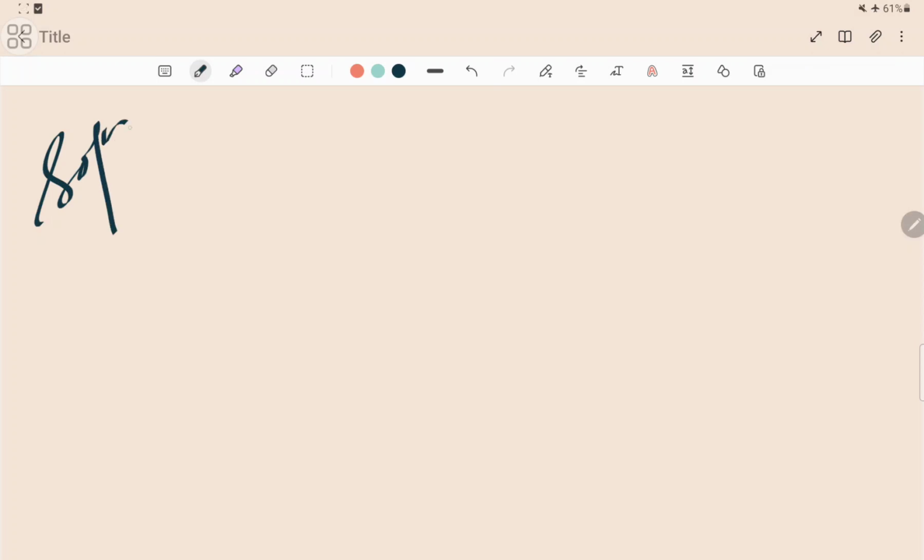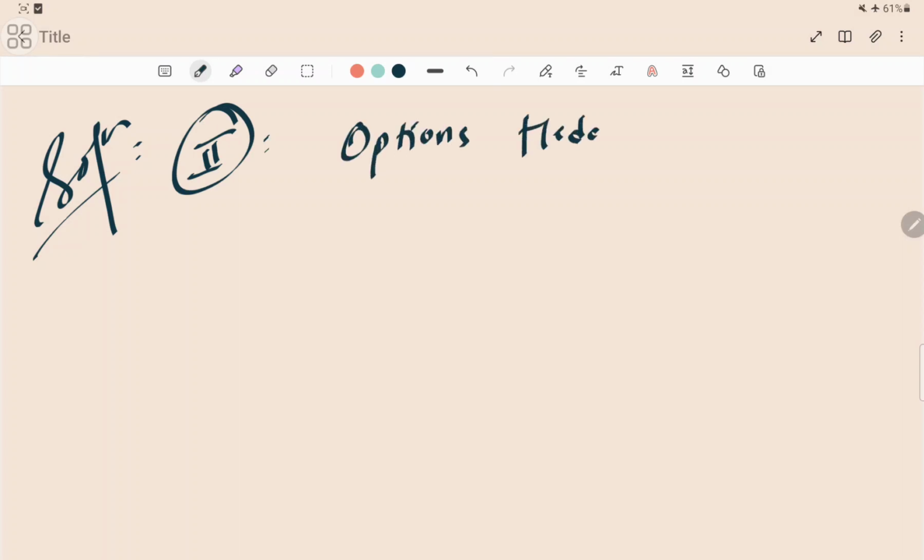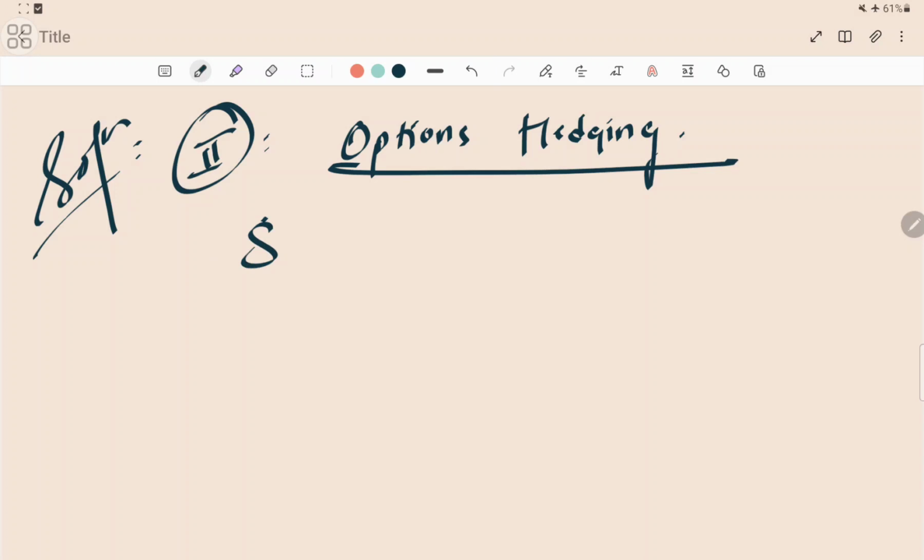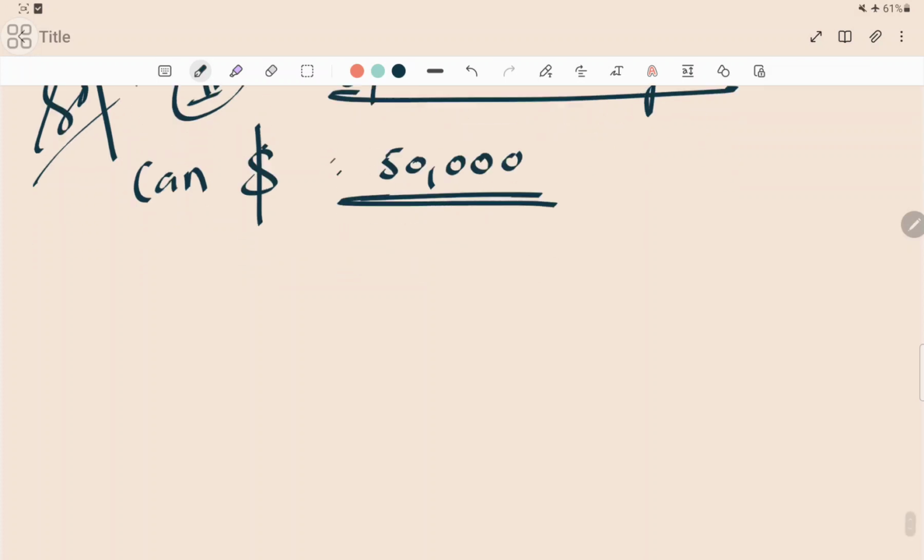Let's start the solution finally. Second option strategy, which is options hedging. Correct. Now in case of options hedging also, they had given the question very clearly that in case of any extra contracts, you have to hedge that through the forward rate. So let's first find out the number of contracts for that, because the contract size was given as Canadian dollar 50,000, if you remember in the question. This was the contract size. So using this, let's first find out the number of contracts.